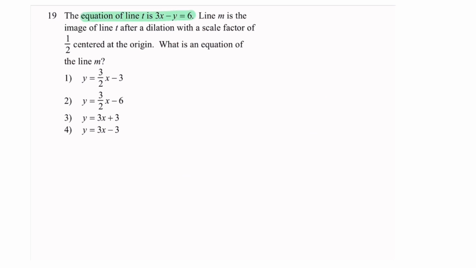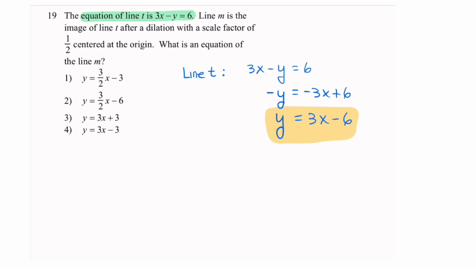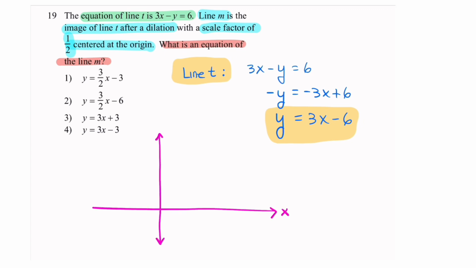Number 19, the equation of line T is given by 3x minus y equals 6. Line M is the image of line T after a dilation with a scale factor of 1/2 centered at the origin. What is the equation of line M? So I put line T into its familiar y equals mx plus b form. Now, when you dilate a line, especially centered at the origin, to get the equation of the new line, we really have to look at what that's going to kind of play out in. And what I'm going to do here is sketch out an XY graph.